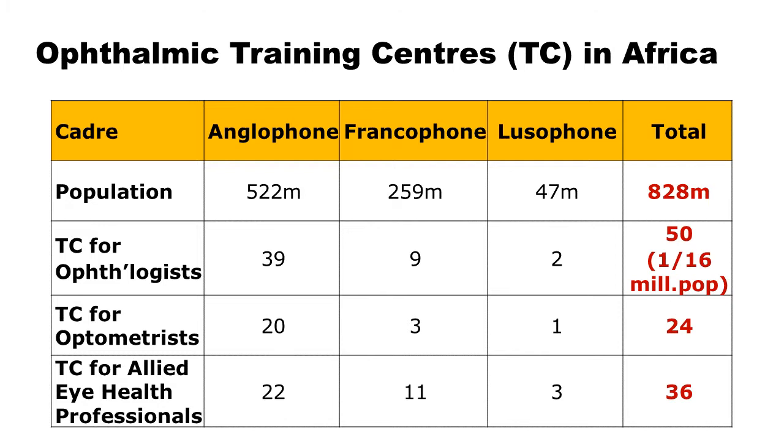So there's no kind of set figure, but the actual number of training centres is insufficient, and this also applies to optometrists, 24 for the whole of Africa, and allied health personnel, 36 training centres for the whole of Africa.